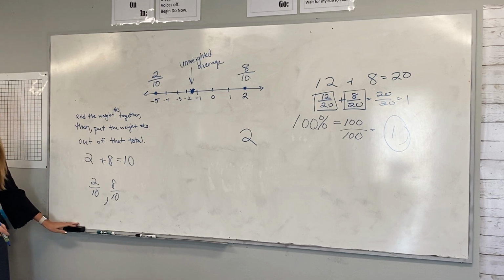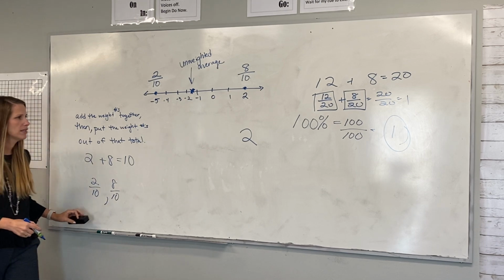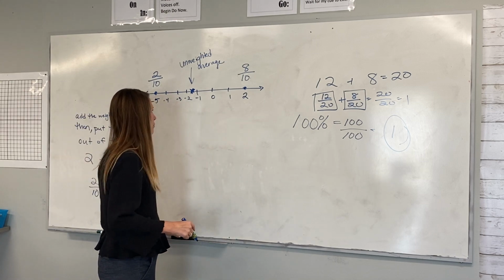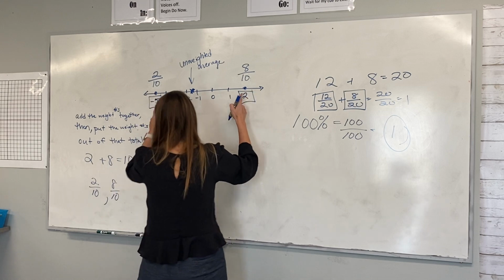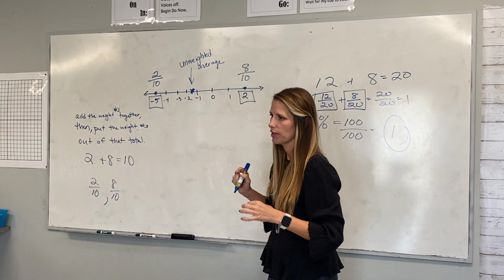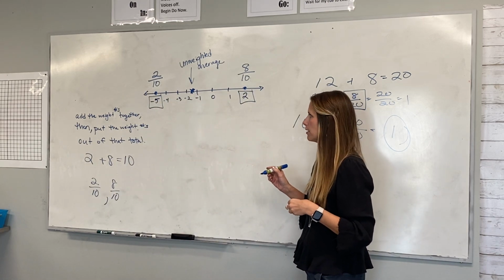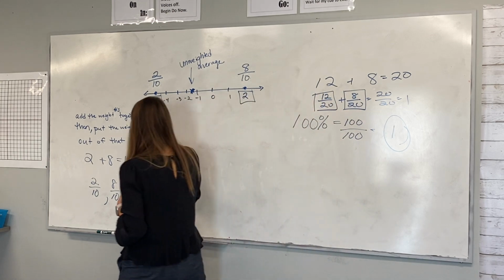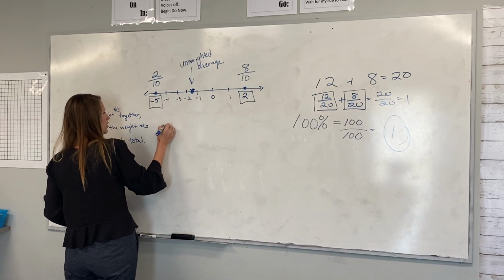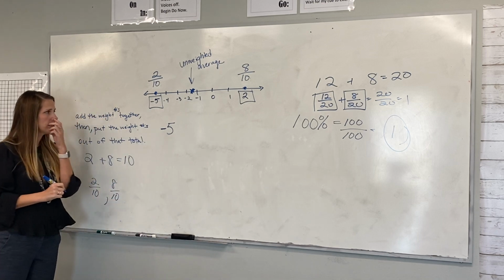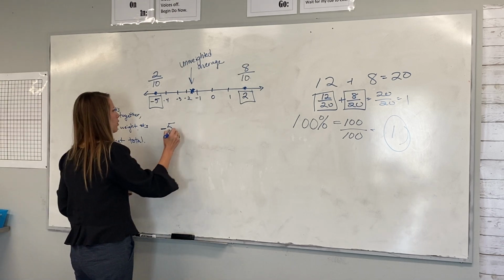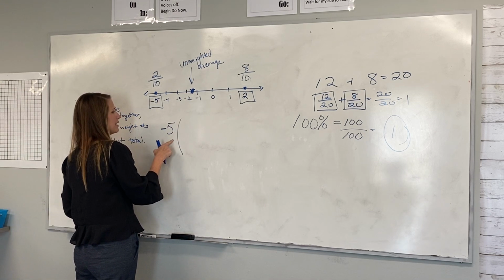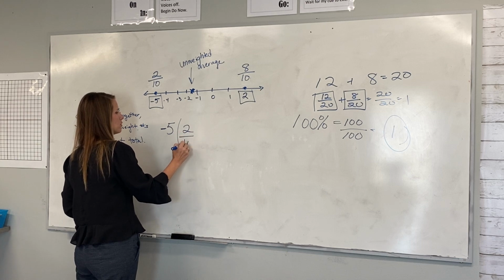So let's go back to our number line and once again determine this -5 and this +2. These are the numbers that we're dealing with. These are the actual numbers on the number line. So -5. The weight of -5 is what? What's the weight for -5? 2/10. So what you're gonna do is multiply -5 times 2/10.